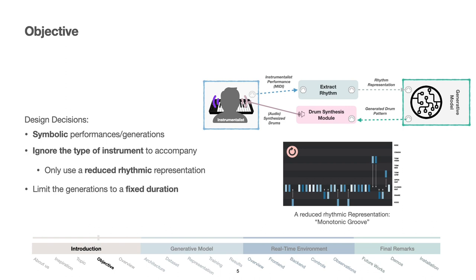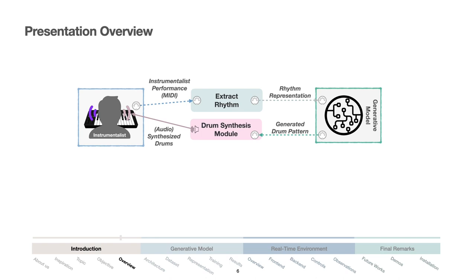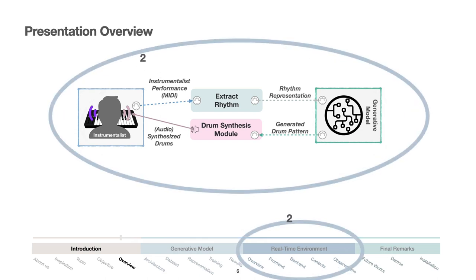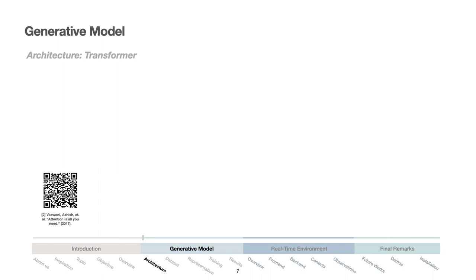Also, for this initial investigation, we decided not to deal with sequences of varying length. And lastly, we aimed to design the system such that as many models or components could be reused in future. As such, the main objective here was to generate fixed length drums in real time, conditioned on rhythms extracted from instrumental performances. For this presentation, I'll start with discussing the generative model first, then I'll explain the design of the real-time environment in which the generator was deployed, and lastly, I'll share some recommendations as to how this topic may be continued in future.